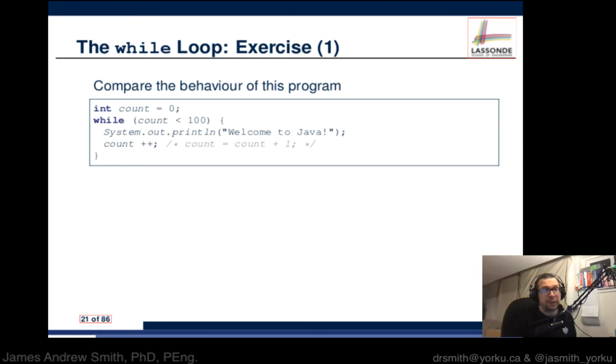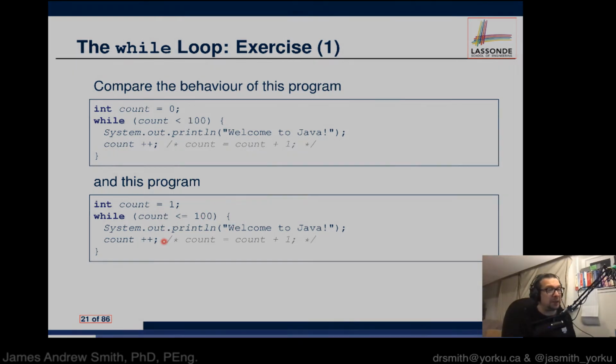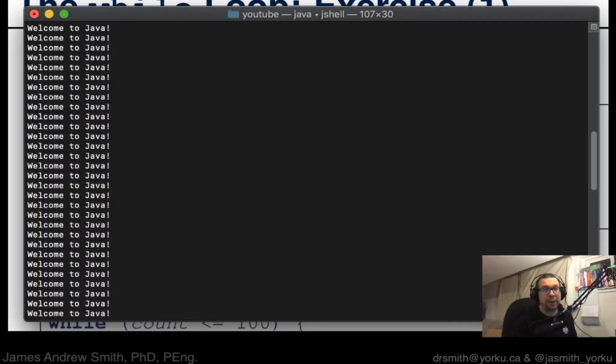Okay, so 100 times true, 1 times false. All right, let's take a look at another example right here. Let's compare the behavior of this sub-program right here. Count is equal to 0, while count is less than 100, print and then increment. Let's compare it to count is equal to 1, count less than or equal to 100, print out to the screen. Now, I'm going to do this in JShell again, okay?